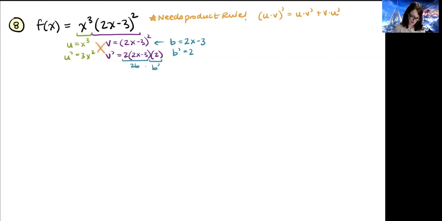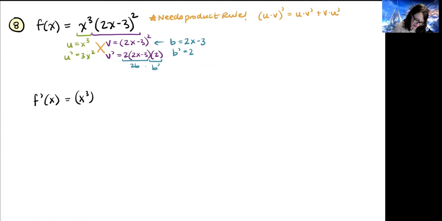And then we add the results. So to differentiate the entire function, we've got u, which is x cubed. Then we've got times v prime. Now, before we go actually into the product rule, I might just simplify the v prime here.